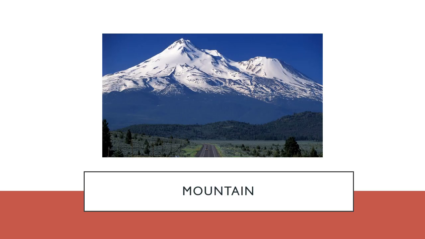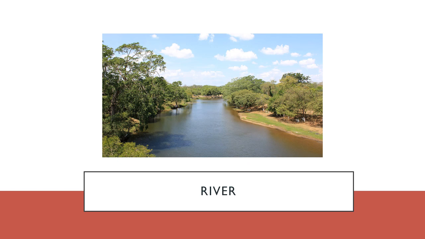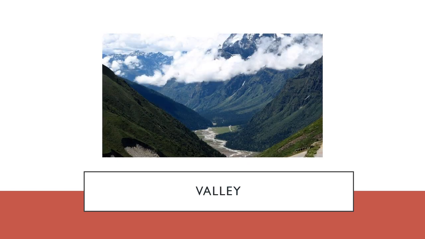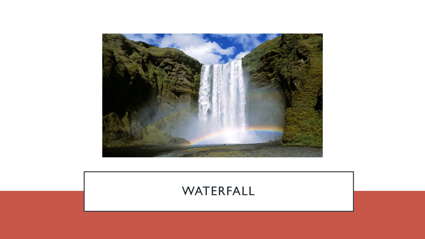Mountain. The ocean. A river. A valley. A valley, you have a group of mountains. If you see, we have mountains on the left, mountains on the right, and you have in the middle or in the center a river. So mountains on the left, mountains on the right, and you have here a river in the middle. This is a valley. Volcano and waterfall.